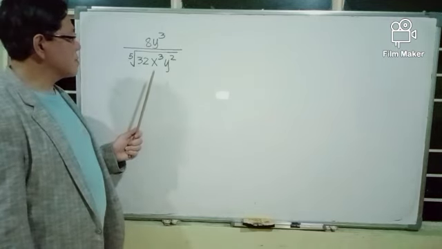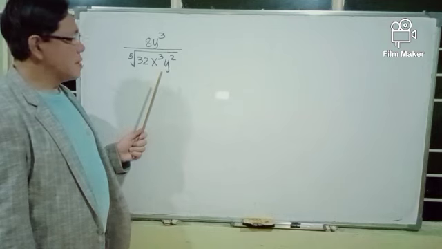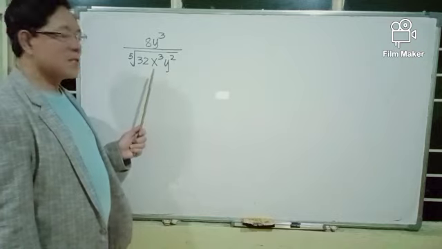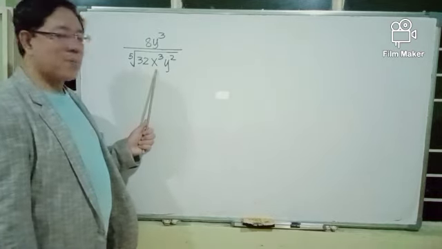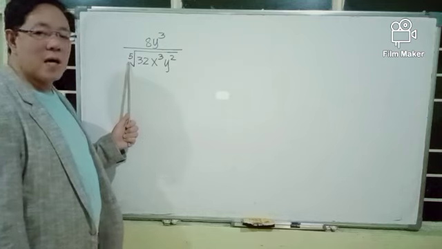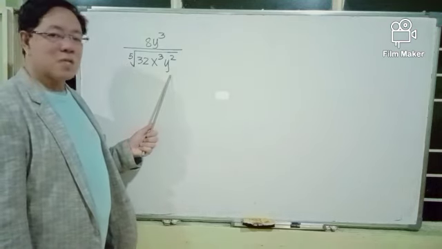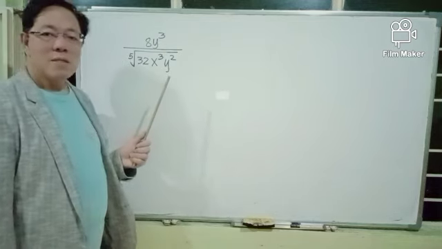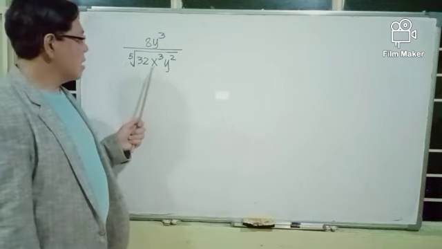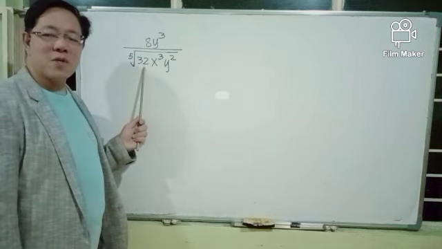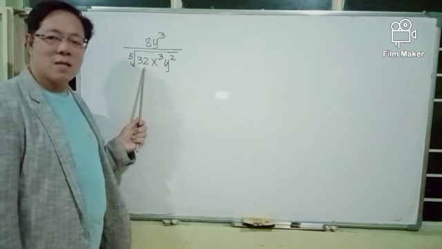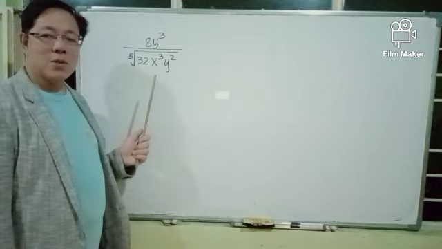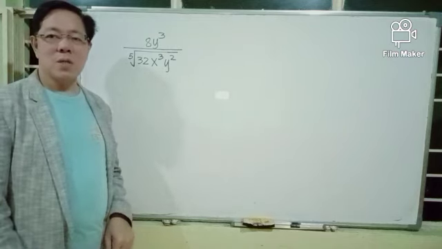But first, to remove the radical sign from the denominator, we must make the exponent of x equal to the index 5 of the radical sign. We also must make the exponent of y equal to 5, the index of the radical sign. And the numerical coefficient 32 we must write as a number raised to the power 5. And we know that 32 is equal to 2 raised to the power 5.